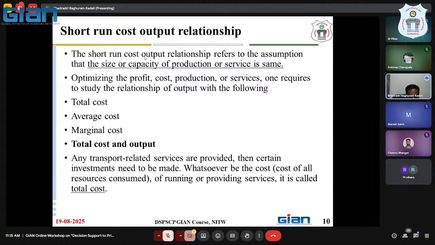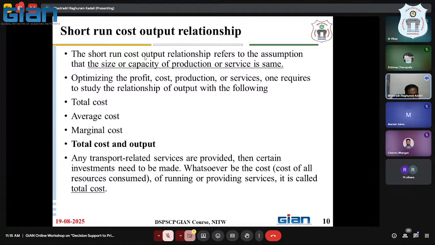Like if you are making a trip from your origin to the destination, that is your direct cost. Then what you are actually making with respect to that production is the use of the service. So one requires to study the relationship between the output with respect to the following different costs. That is the total cost. Then we have the average cost. Then we have the marginal cost.